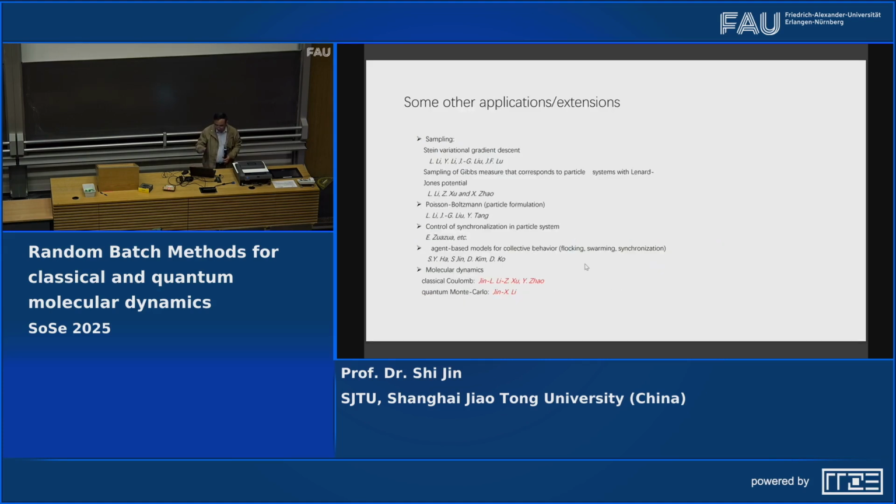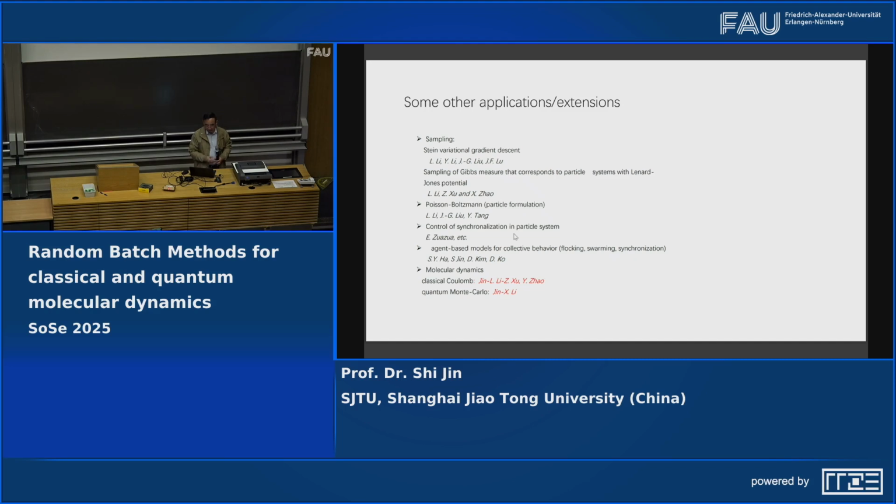After our work, there have been several extensions. For example, in machine learning, people are interested in sampling a general distribution. One way to do it is to use Stein variational gradient descent, which you can write as an interacting Langevin equation. This is from the group at Duke, Jianfeng Liu, Jianguo Liu and so on. You can also use this to compute Gibbs measures generated by interacting particle systems with singular potentials, for example the Lennard-Jones potential.